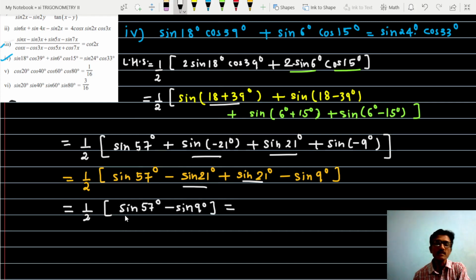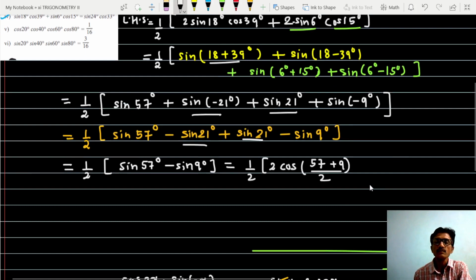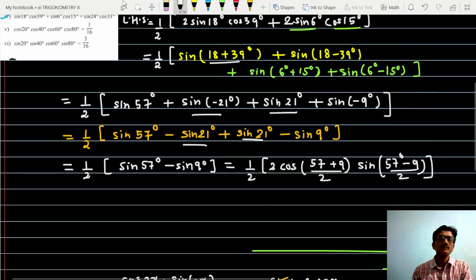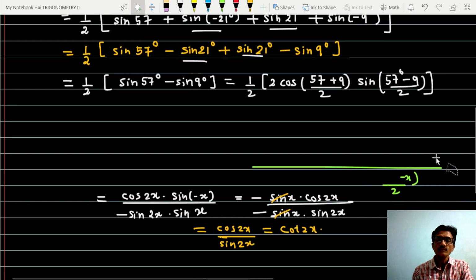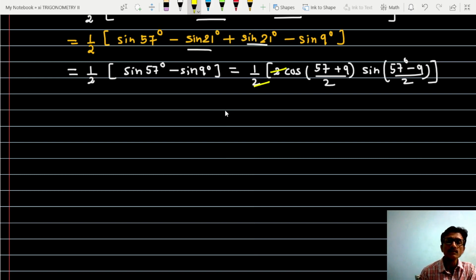We use here the formula sin c minus sin d, that is equal to what? 2 cos c plus d upon 2 into sin c minus d upon 2. So it is 2 cos 57 plus 9 upon 2 into sin 57 minus 9 upon 2. This 2 is getting cancelled. So what is left then?